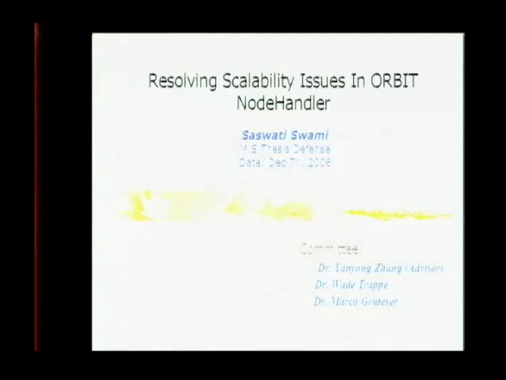I'm defending my master's thesis today, and this is about resolving the scalability issues that we faced in Orbit NodeHandler when we had to make the NodeHandler work. That is when the Orbit made the transition from a 64 node grid to a 400 node grid. The difficulties we faced in getting the NodeHandler to work and how we overcame those difficulties constitutes this thesis.